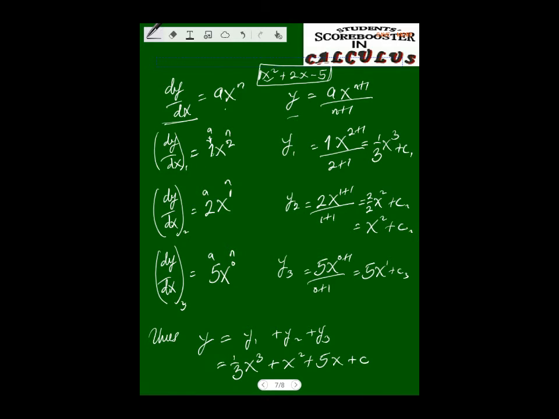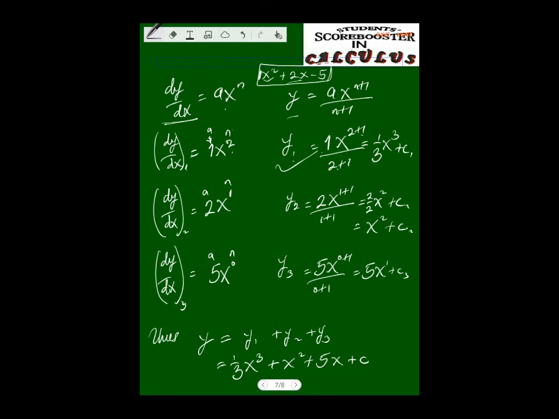Okay, and that is why I have the first one, dy/dx, first one is 1x squared. So my a is 1, my n is 2. So if I come here now, it's going to be 1 x to the 2 plus 1 over 2 plus 1, and that will be 1 over 3, since 2 plus 1 is 3, then x to the 2 plus 1, x cubed, plus c. That is the first one.